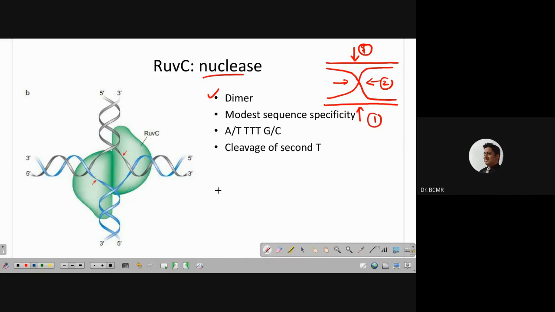Mostly they also have some kind of sequence specificity, and they prefer regions that have something like this. So if there is a sequence which has A or T, and so 3 T's and G or C, that is a site that is most preferred for cleavage, and they cleave somewhere around here. Okay.